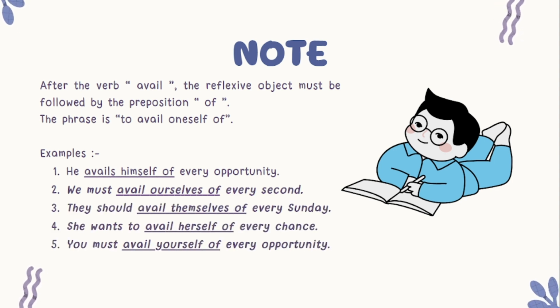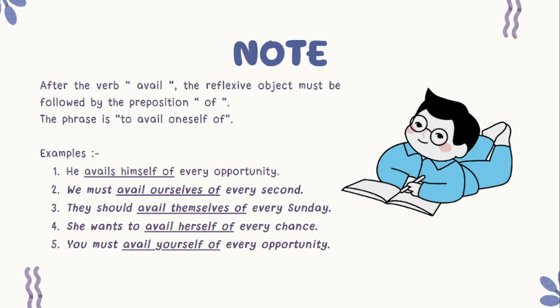Another important point regarding reflexive pronouns. After the verb avail, the reflexive object must be followed by the preposition of. It means when the verb avail is used, it is followed by a reflexive pronoun and the preposition of. Here the phrase is avail oneself of: avail is the verb, oneself is a reflexive pronoun, of is the preposition. Avail oneself of means make use of. Let us see the examples.